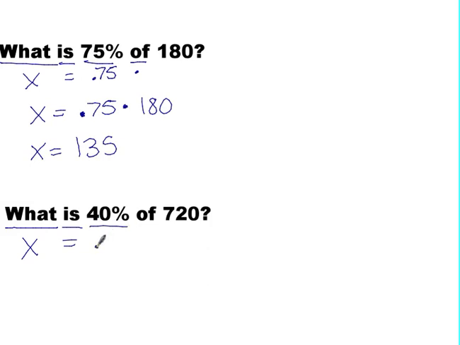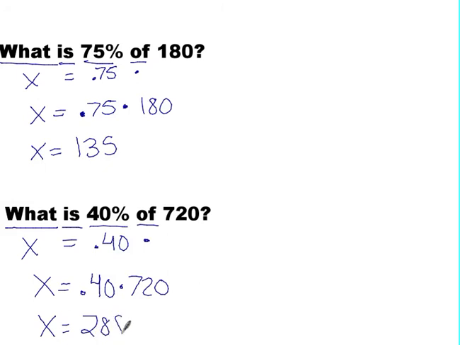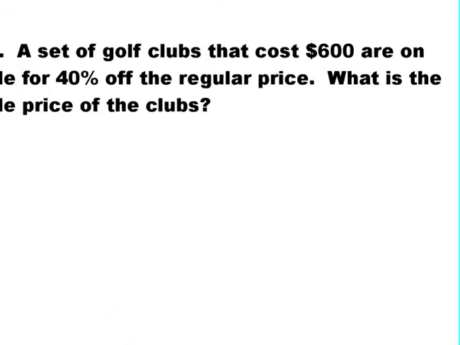Number 8. What is 40% of 720? So we've got what equals 0.4 times 720, and 0.4 times 720 is 288. We're almost done, guys, and the rest you are going to work on. You are doing a good job.